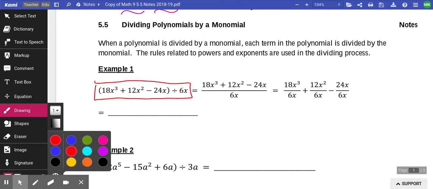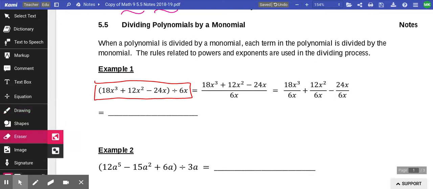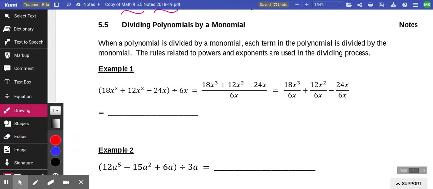So what this means is you want to do the entire polynomial divided by 6x. That's what that means. And we distribute it, but we distribute it with division. So it would look like this. I'm going to circle this 6x, and I'm going to distribute to every single term. That means I'm going to divide every single term by 6x.